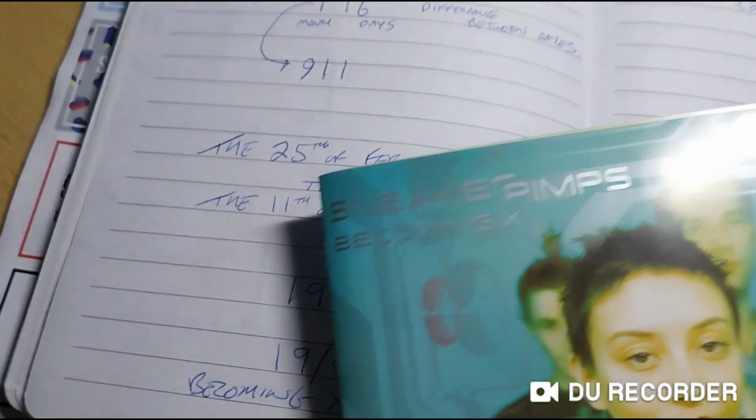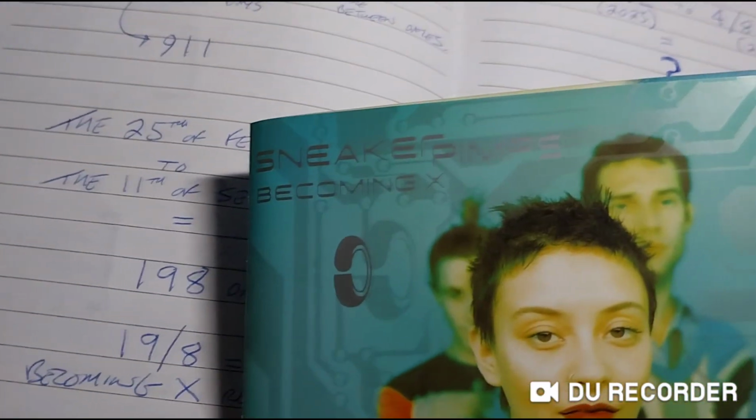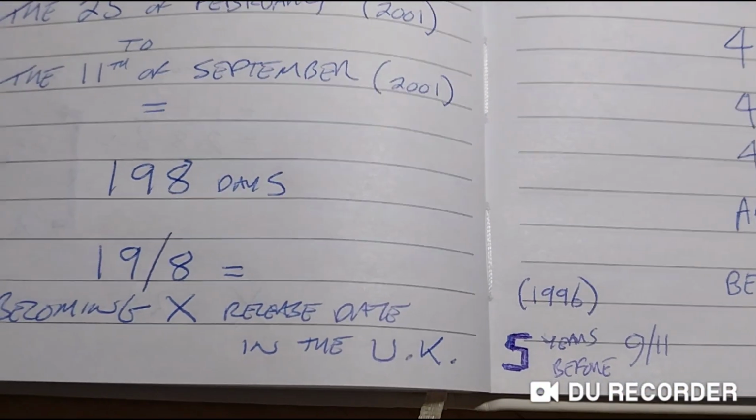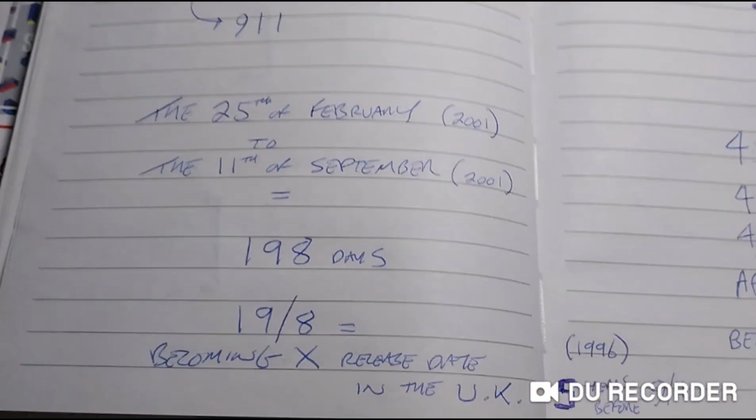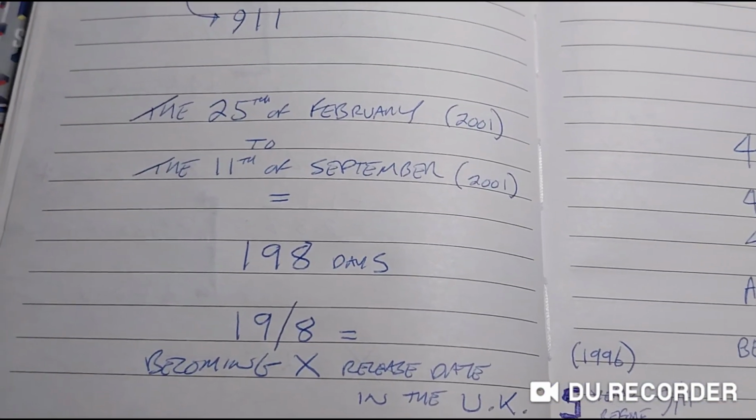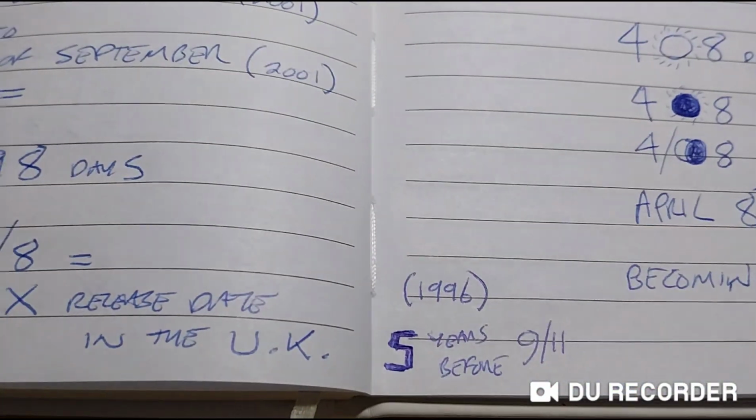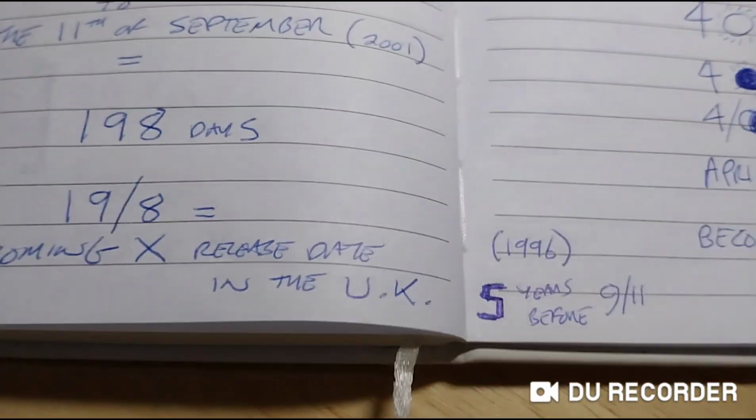At the inside of this album sleeve for Becoming X there. Remember, 5 years before 9/11 with that code there. 25th of February release date, 96/7. Look at all those fives in the middle of that sleeve for the Get album. 5, 5, 5, 5, 5. 5 years before 9/11.